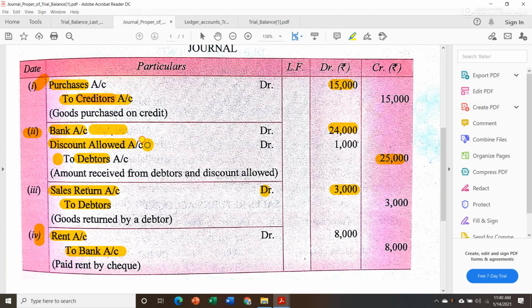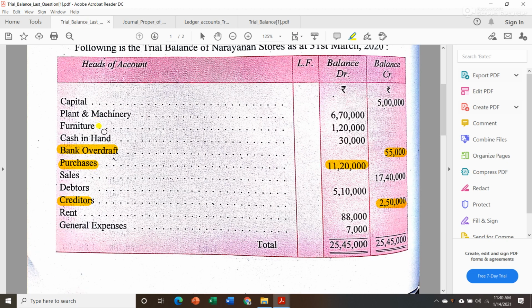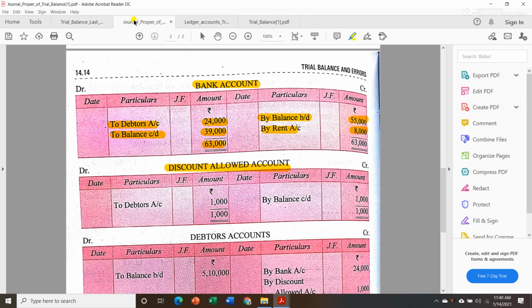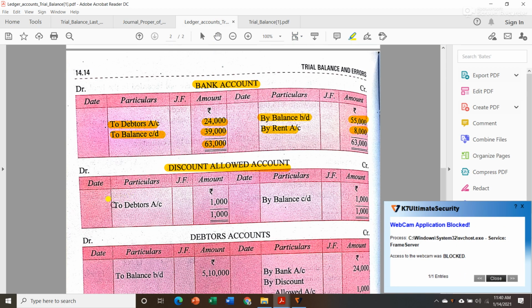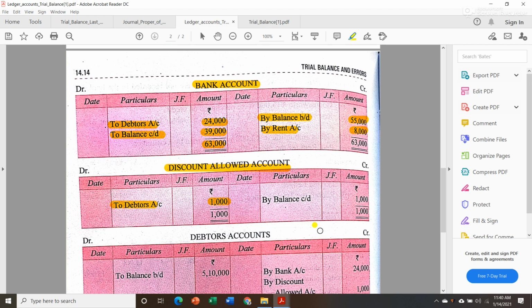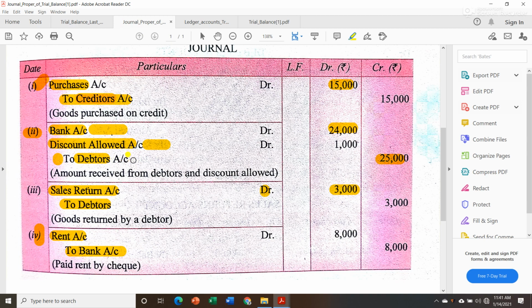It is discount allowed account. So first we will prepare discount allowed account. Now let us see in the trial balance of the question, do we have any discount allowed? Nope, we don't have. So we will simply write to debtors account on the debit side. To debtors account 1,000, and since we don't have any other transactions related with discount allowed, we will balance the account and we will close it. Okay, by balance carried down 1,000.